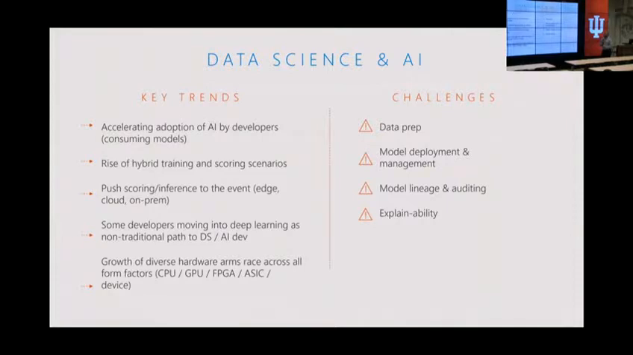So we recognize some trends in data science, and particularly things like this, right? The rise of hybrid training. People want to build their experiments on premises. I mean, have their data on premises, but do their experiments in the cloud or vice versa. Different ways that they want to do things. They want to do them when they're not sitting at their desk, or when they're not connected to the internet. Maybe I have a client that I can download and have the same type of environment that I have if I was doing this in the cloud. And so data prep was a challenge for a lot of the people that we surveyed, model deployment, model lineage, and explainability, right?